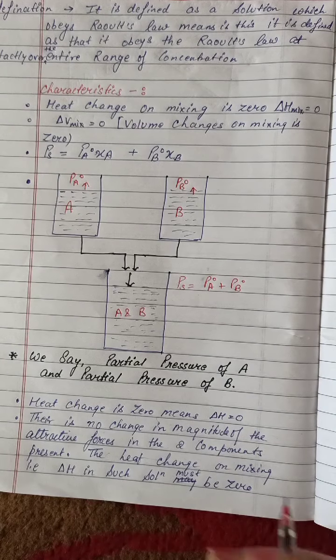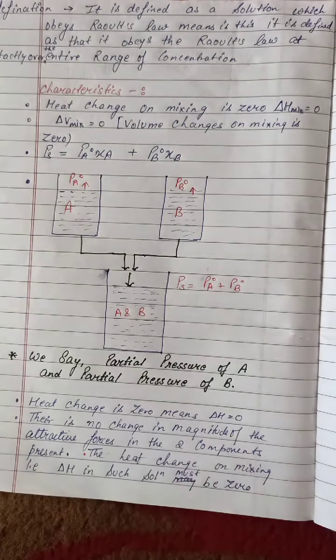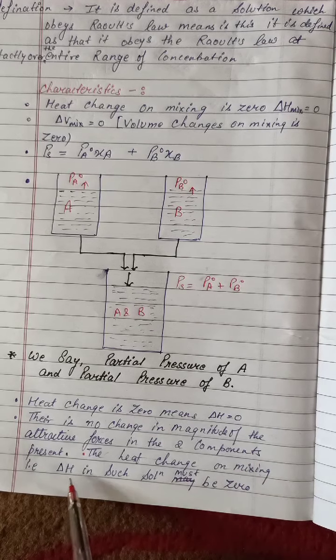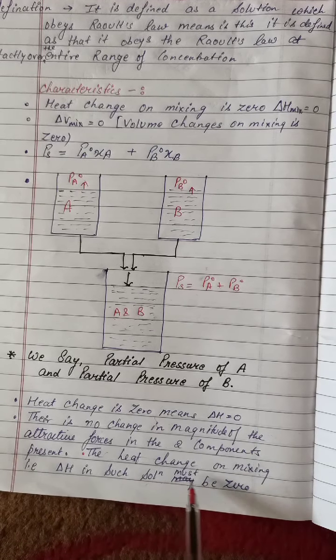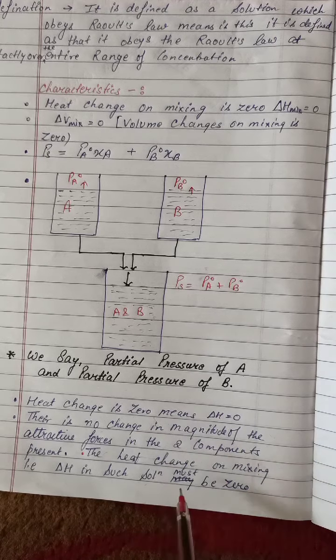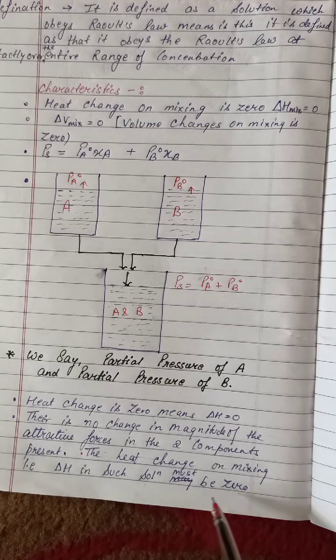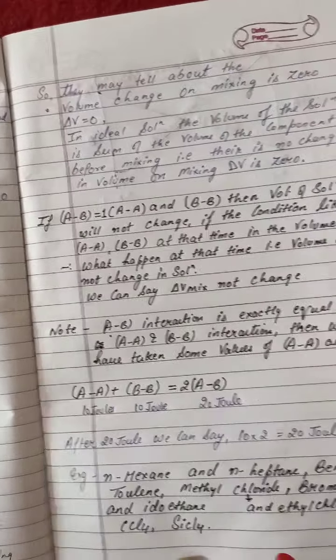Next point we are telling you. The heat change on mixing, that is delta H, in such a solution must be 0. In this situation, when we take the magnitude, at that time delta H is 0. Next we are telling you here.